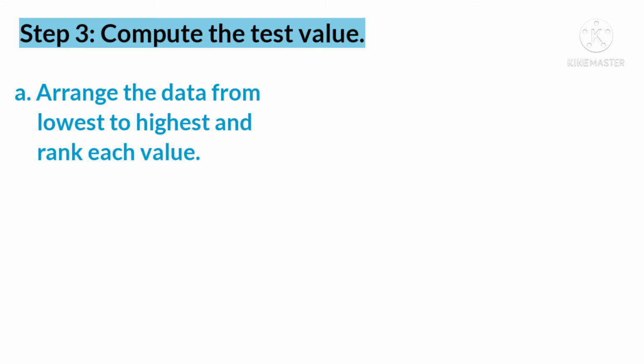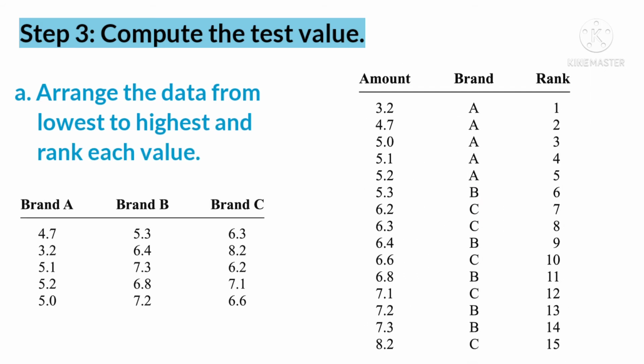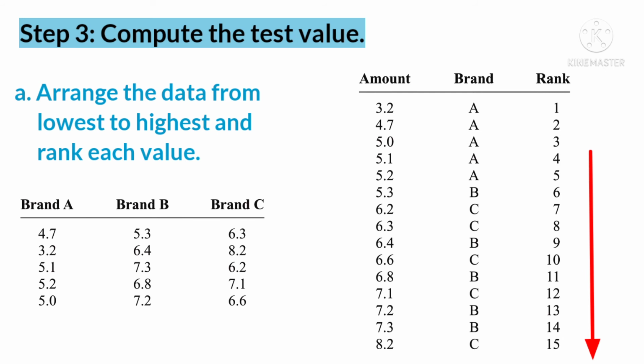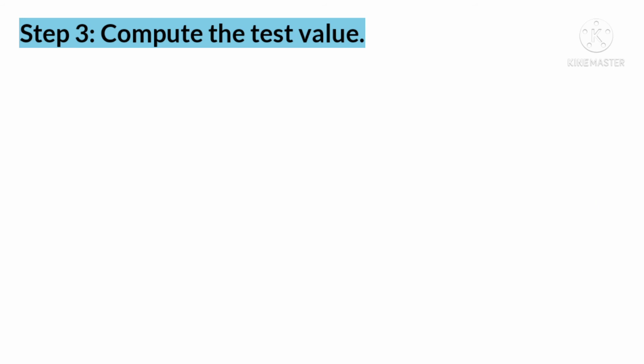So now we will be proceeding to step 3, compute the test value. For letter A, arrange the data from the lowest to highest and rank each value. As we can see here, 3.2 is the smallest value, that's why it is ranked as 1. 4.7 is the second smallest value, that's why it is ranked as 2. And 5.0 is the third smallest value, and it is ranked as 3. And so on and so forth.